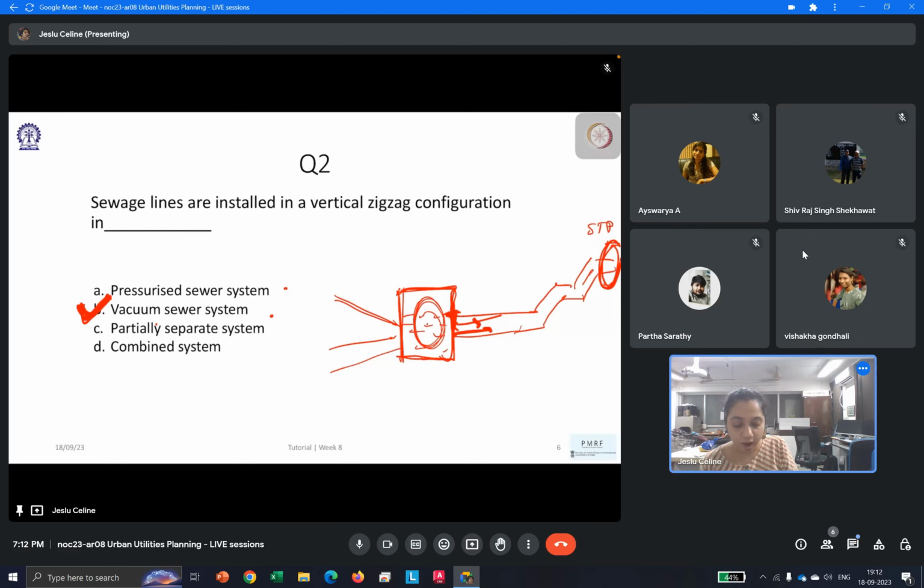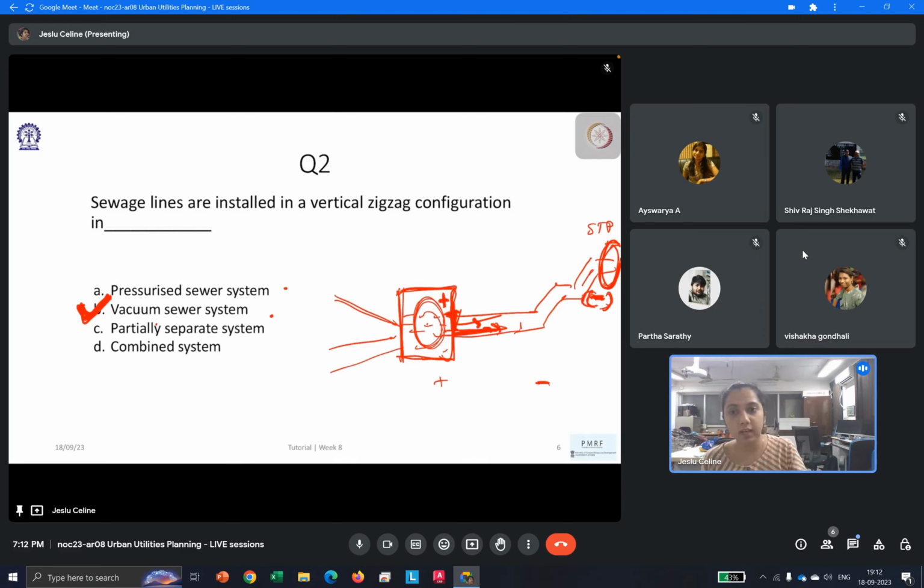So from here this is maintained at a high pressure, and then there's a low pressure which is maintained over here. You know that when anything moves from a high pressure region to a low pressure region, when this valve opens suddenly, because of the low pressure, the sewage automatically goes inside.